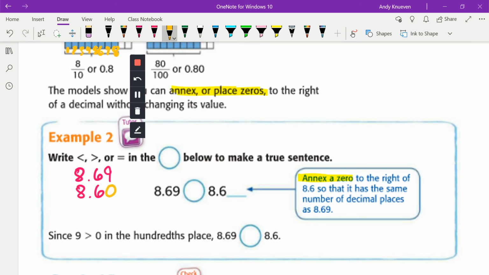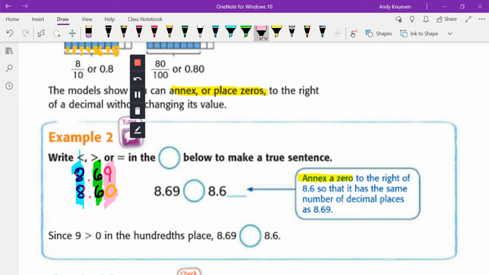Now I can compare. I can look at my ones place, 8. The 8s are the same, so that doesn't help me answer which one is greater. Now I can look to the tenths place. Well, they're both a 6. That doesn't tell me which one's greater. So now I can look to the hundredths. Let's change that color. And I have 9 and 0. They are not the same.